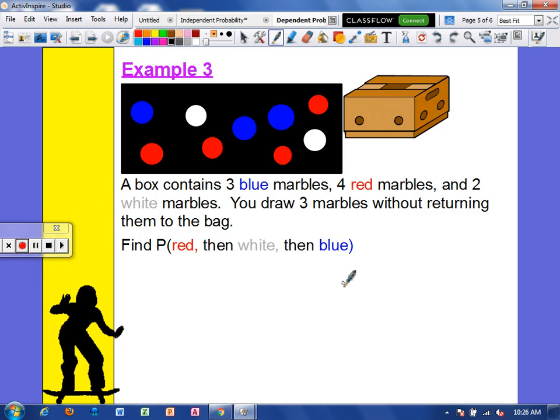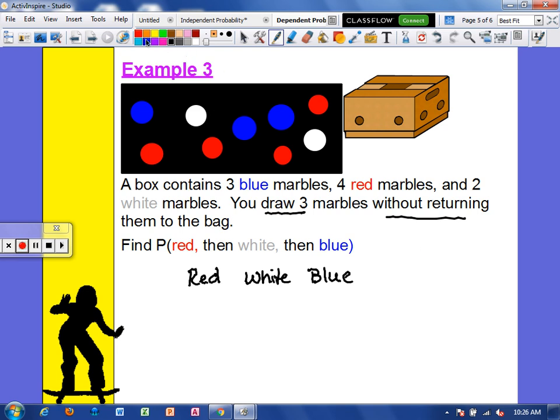Alright, example 3. A box contains 3 blue marbles, 4 red marbles, and 2 white marbles. You draw 3 marbles without returning them to the bag. So we want the probability that we draw a red, then a white, then a blue. Okay, so let's write down what we're looking for. So we want red, white, then blue. We have 3 actions taking place. So we are going to find 3 probabilities and multiply them together.